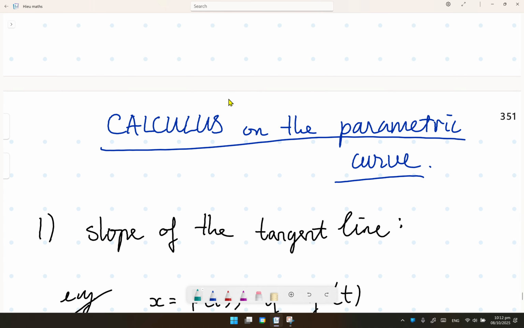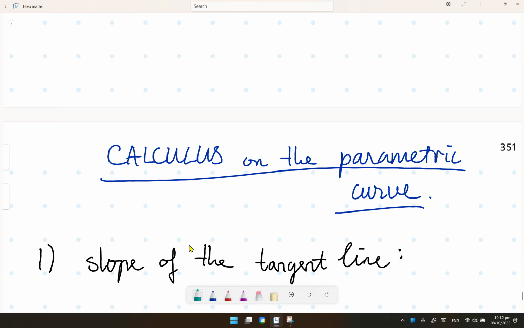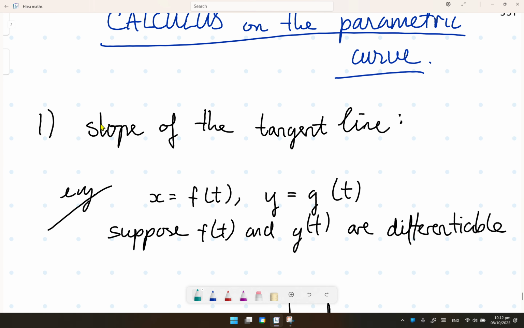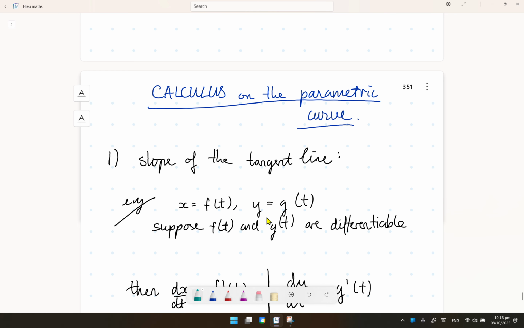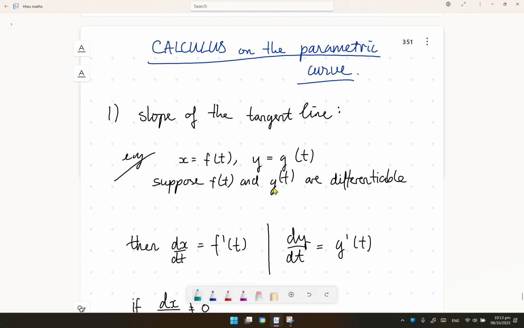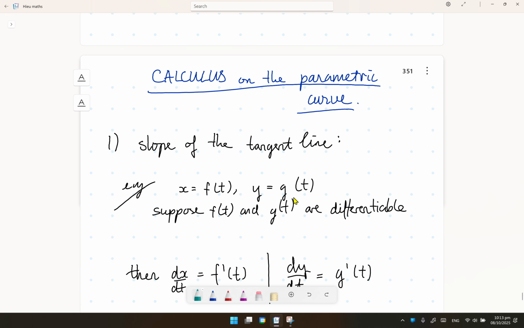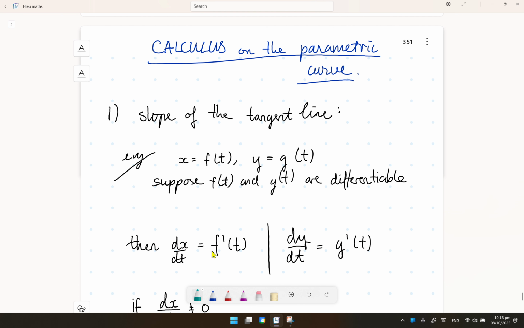Okay, so how do we find the slope of a tangent line on top of the parametric curve? Let's give an example. x equals f(t) and y equals g(t), and we suppose that f(t) and g(t) are differentiable. Therefore, dx over dt equals f dash of t, and dy over dt equals g dash of t. This is not parametric yet. We're just differentiating for now.